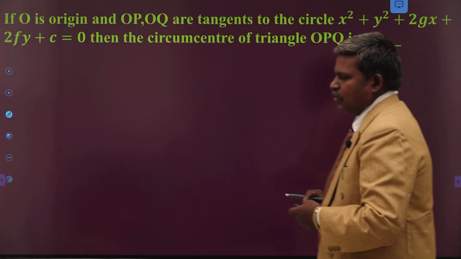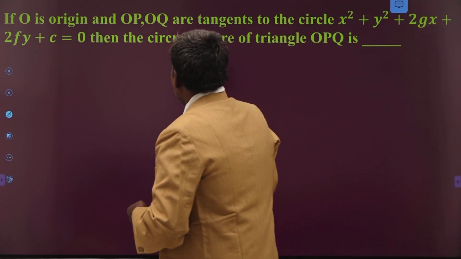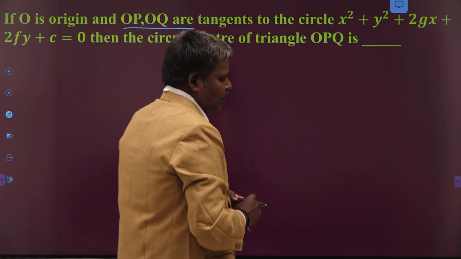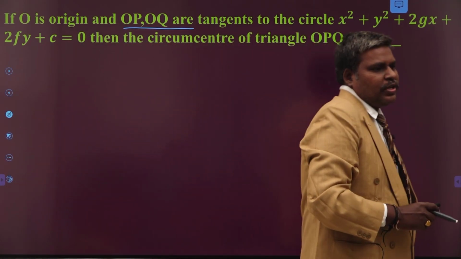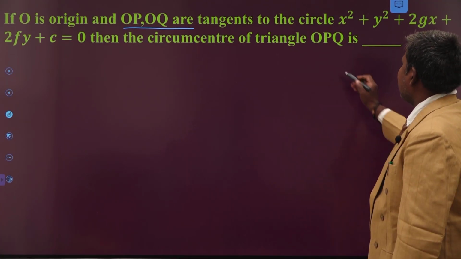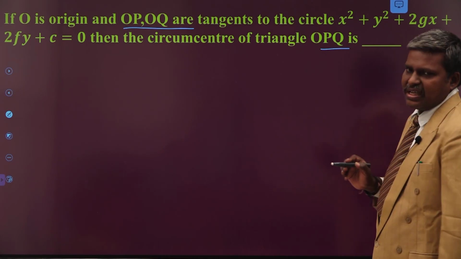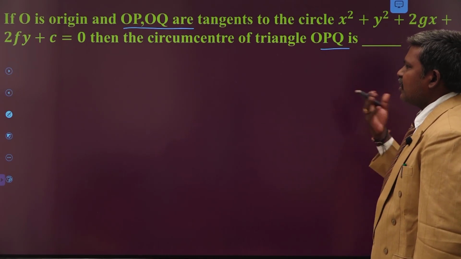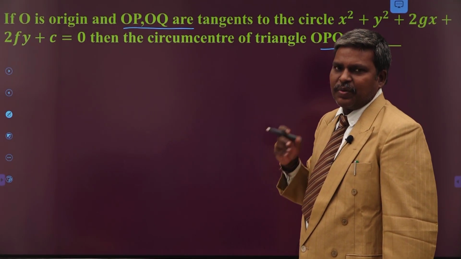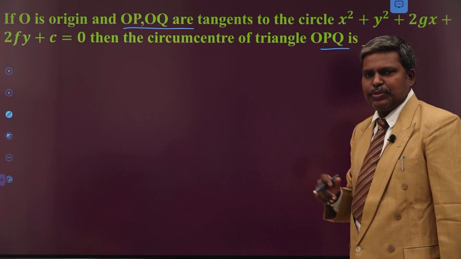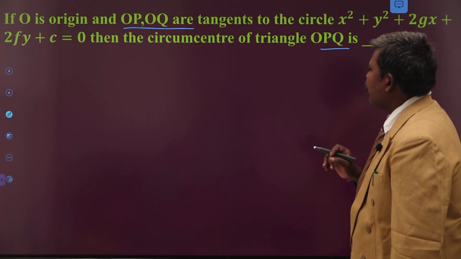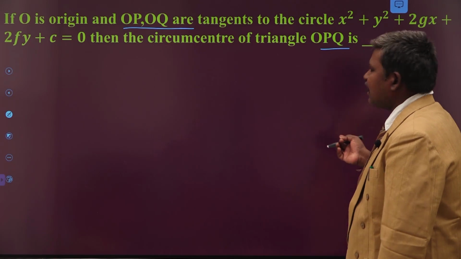See this question. O is the origin and OP, OQ are tangents to the circle x² + y² + 2gx + 2fy + c = 0. Then the circumcenter of the triangle OPQ is what? This is also a very simple question. O is outside of the circle from the figure itself. OP and OQ, two tangents are drawn from the point to the circle. It means the point must and should be outside of the circle. So two tangents are drawn. Then we have to find out the circumcenter of the triangle OPQ.